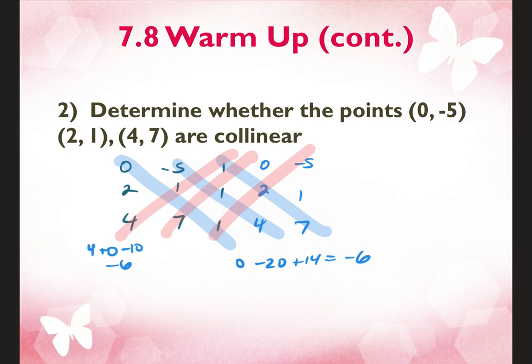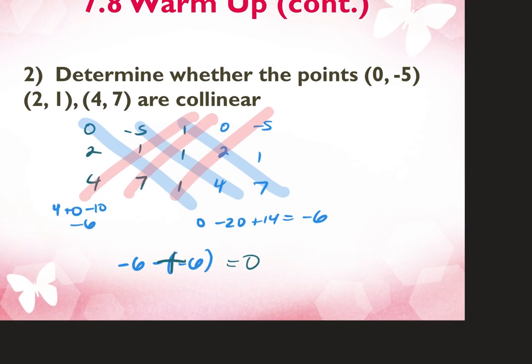And then I do the first minus the second. So -6 minus a -6. That becomes +6. And this is 0. Which means they are collinear. If they have no area, right, there's no area formed by it, that would give you an area of 0, which means they're collinear. If it is anything other than 0, they are not collinear. Questions on that one?